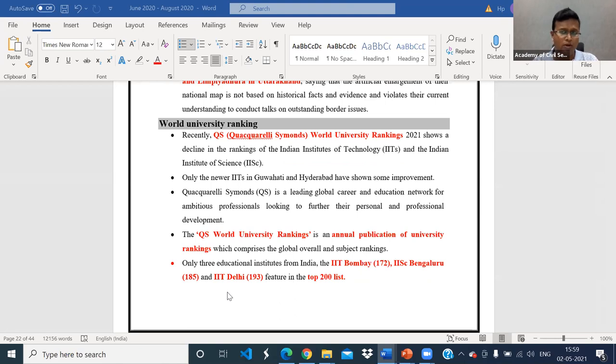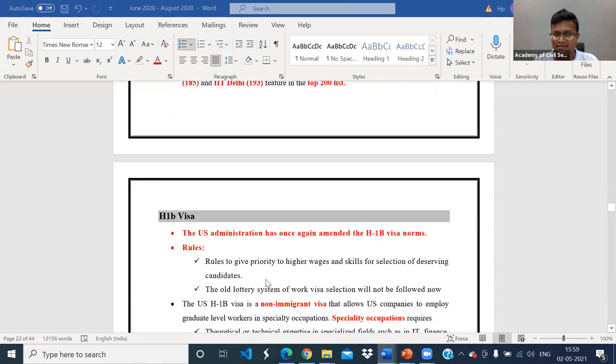We have nothing below rank 100. No Indian institute got a rank below 100, and below 200 we have only three institutions. IIT Bombay, the Indian Institute of Science, Bengaluru, and IIT Delhi are the only institutions within the rank 200, yes. H-1B visa.